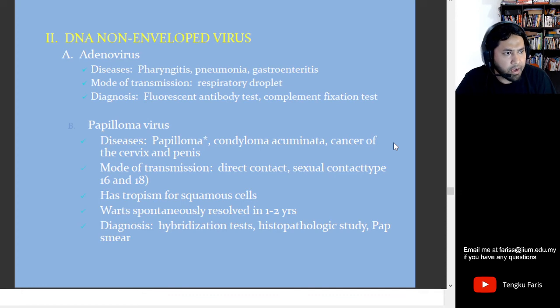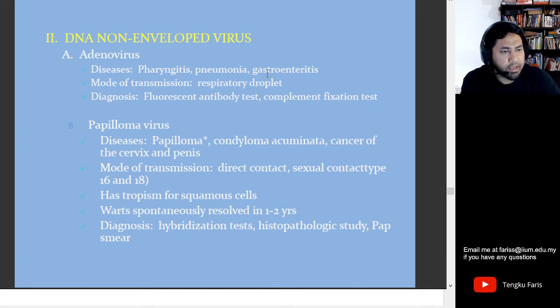HHV type 5, like cytomegalovirus or CMV viruses. Second type, the commonly known viruses in hospital or in medical settings, we have RNA non-enveloped viruses. The top one is the adenovirus that causes pharyngitis, pneumonia, gastroenteritis. It can be transmitted through respiratory droplets.